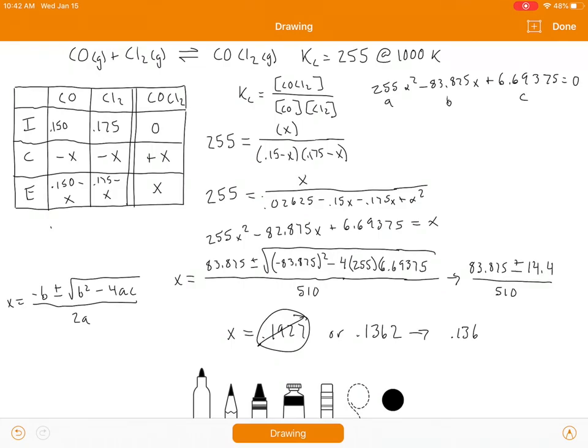Plug it in, back up here, and you should get 0.15 minus 0.136 is equal to 0.0140, and then 0.175 minus 0.136 is 0.0390. Sorry about that, 4. Remember, you got to write molarity, and then of course you got 0.136 molar there. So those are your answers.